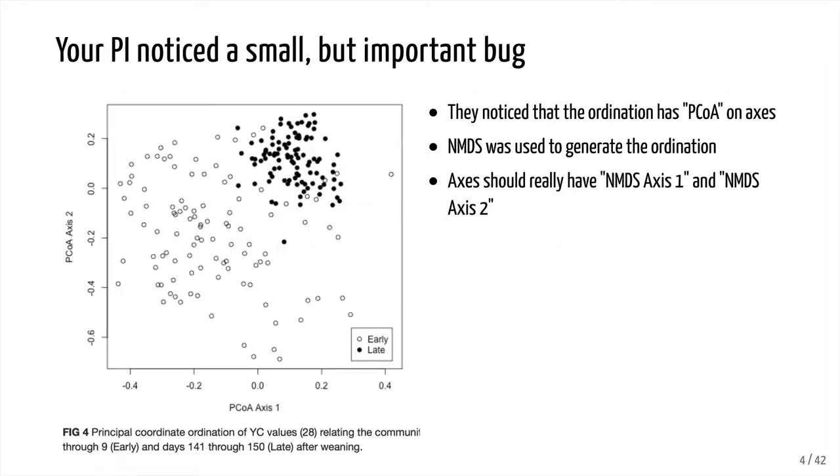So you're working on your project, and you give your manuscript to your PI with your figures. They look at it, and they notice a small but pretty important bug. You might recall that this image we generated is an NMDS figure, yet our axis labels say PCoA. And so they would like you to fix that to be NMDS axis 1 and NMDS axis 2.